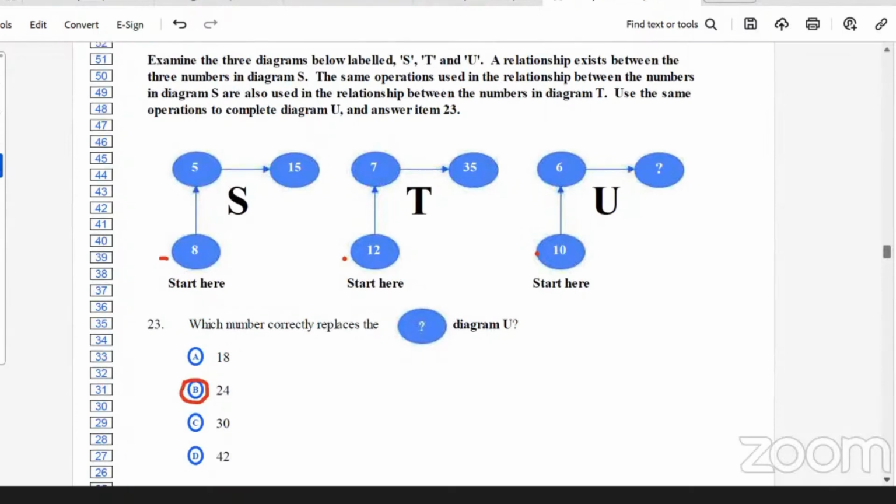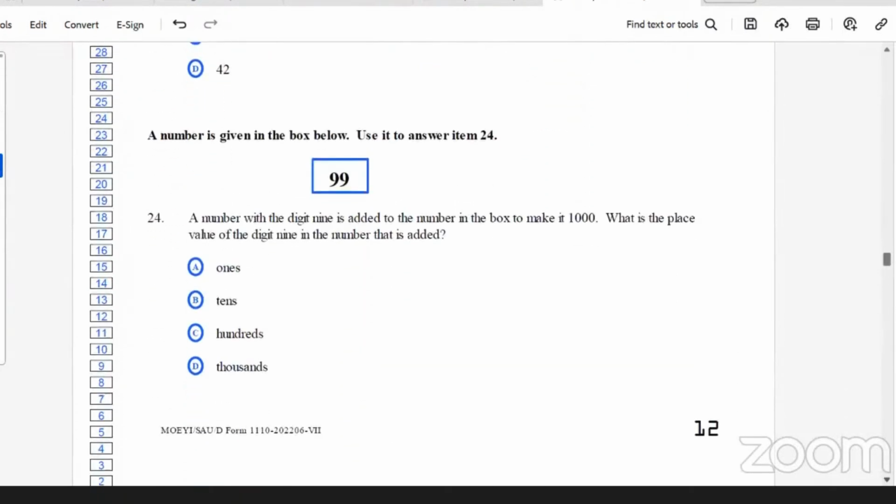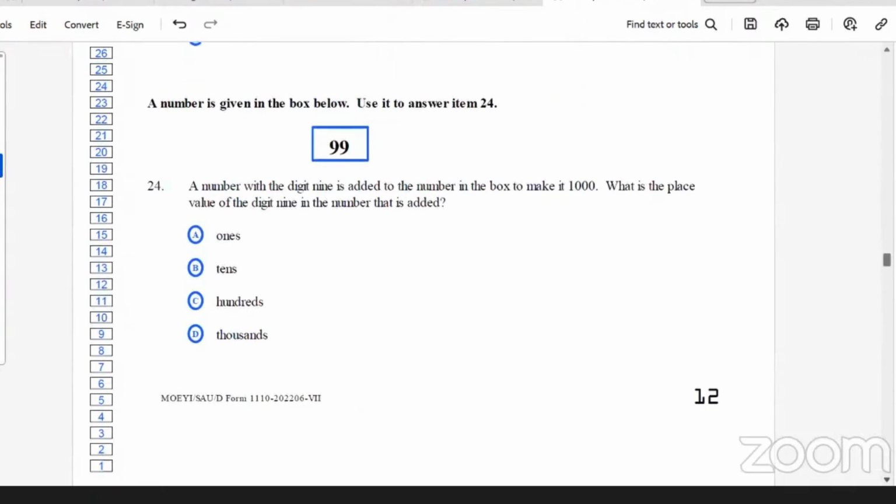All right, so we have covered more than half of the paper. Let's continue. Question 24. A number is given in the box below. Use it to answer item 24. The number in the box is 99. Question 24 says a number with the digit 9 is added to the number in the box to make it 1000. What is the place value of the digit 9 in the number that is added?